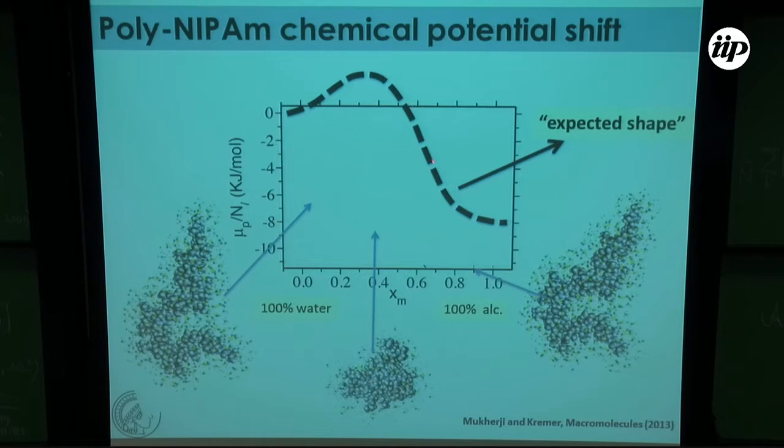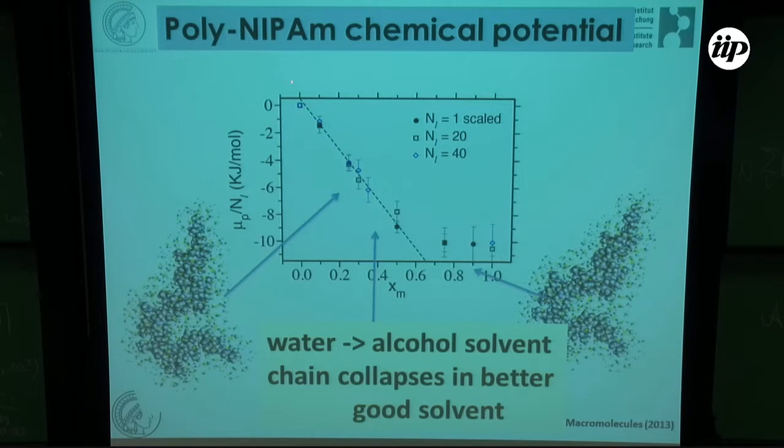There's no such thing like this. So that means the chains, you add alcohol, the chain collapse, while thermodynamically the solvent becomes better. And the question is, how can one understand this, and can one really use this for construction of new molecules?